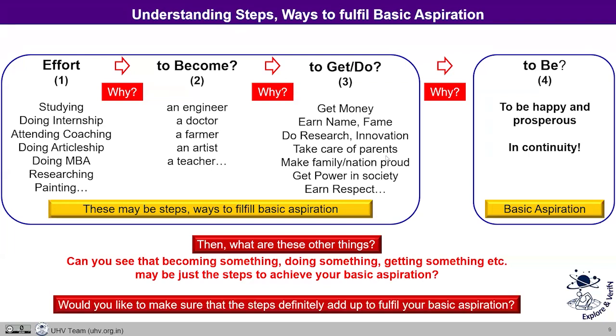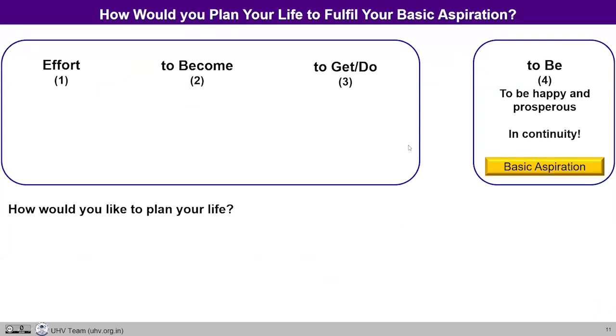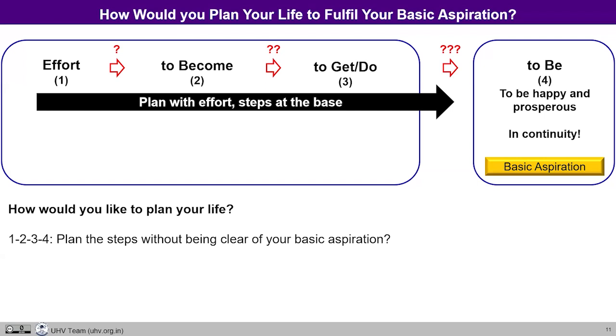Would you like to make sure that the steps definitely add up to fulfill your basic aspiration? So how do you like to plan your life? This way, being unclear whether my effort is going to really come to fruition, I can become something, or after becoming something, I can exactly do something or get something as I aspire. And at a very basic level, can I see that this is going to make me happy and prosperous in continuity?